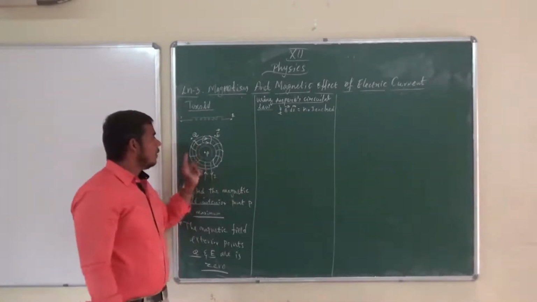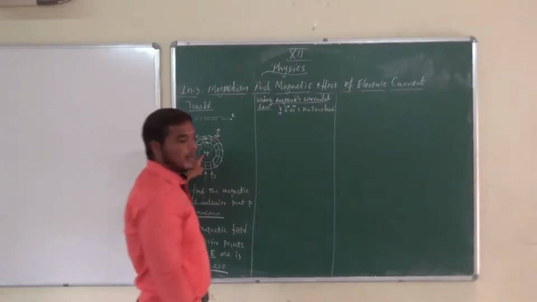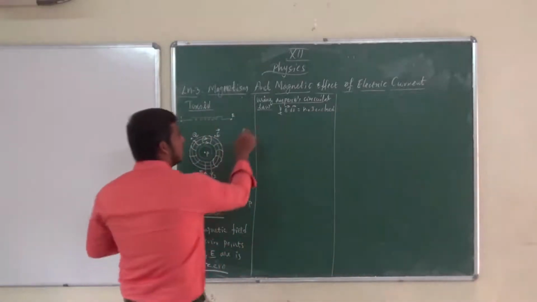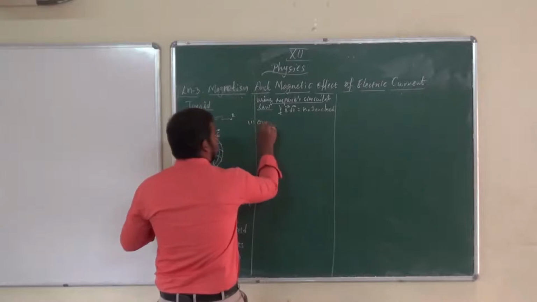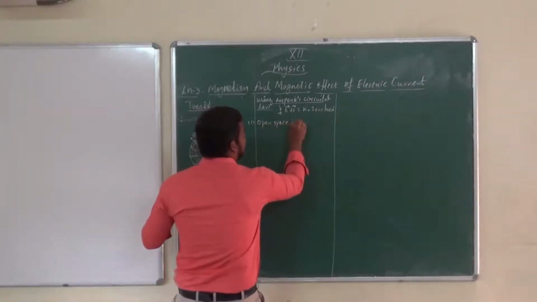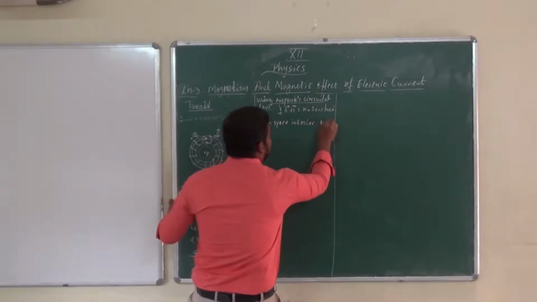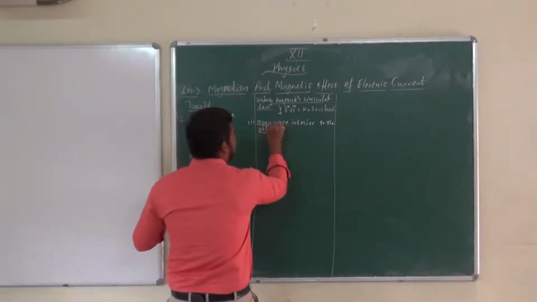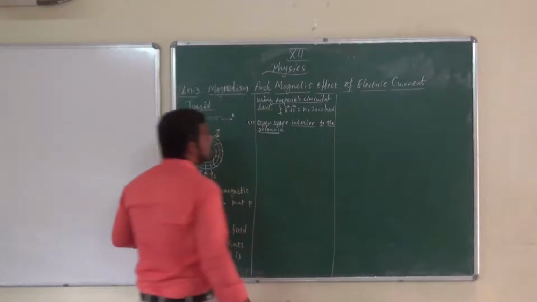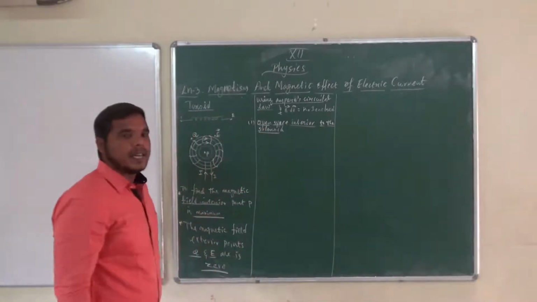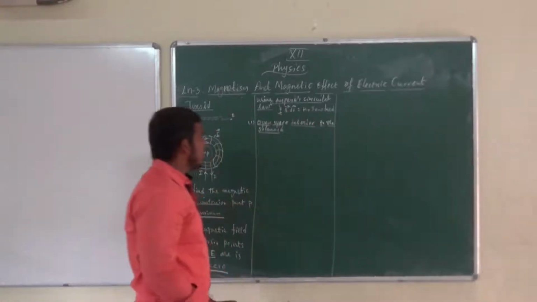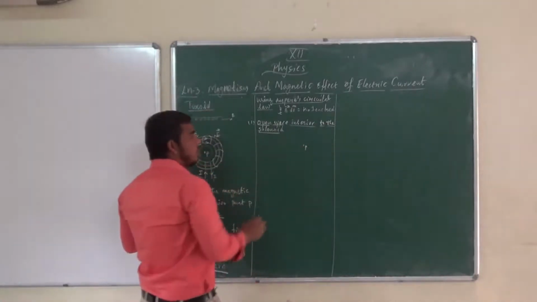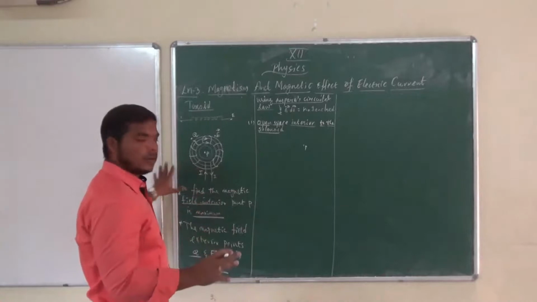So first we have to find the magnetic field. To find the magnetic field in open space, first, the open space interior to the solenoid. So what do we have to find first? Open space interior to the solenoid. So here first we have to find at the point P. See that, this is the point P. In that point P, this is in open space.